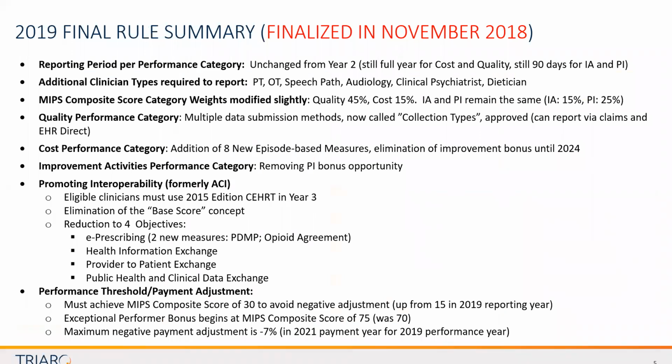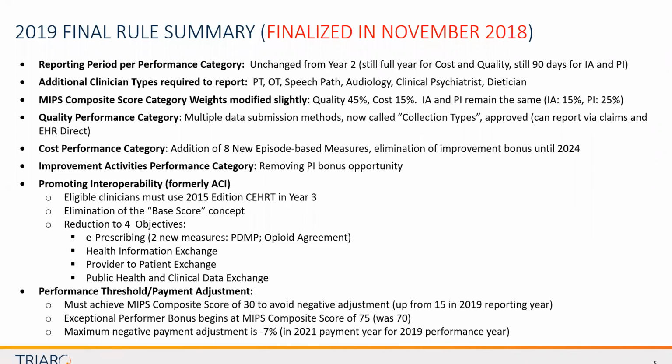So as always, there are new rules for us to be aware of every year. The 2019 rule was finalized in November of 2018. These are some of the changes, and I'm going to go into these in a deeper way, but I just want to make sure everybody hears at the outset, the reporting period for each of the performance categories remains unchanged from year 2. So that's good news, right? Cost and quality are still the full year, but improvement activities and promoting interoperability are just 90 days. So we all have time for those two performance categories.